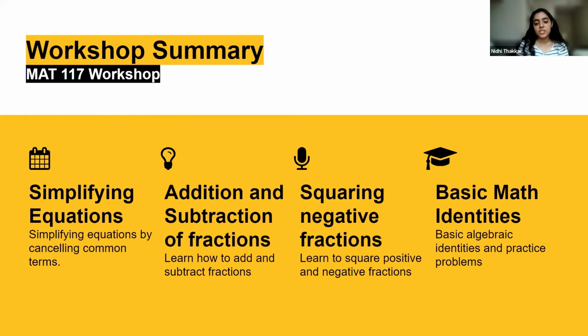Squaring of negative fractions. Just keep in mind where the negative sign is, whether it's outside of the bracket or inside of the bracket, and how many times it has been multiplied. Negative into negative would give you positive. Positive into negative would give you a negative. And positive into positive would always give you a positive. We also learned some basic algebraic identities and practiced some problems on that.